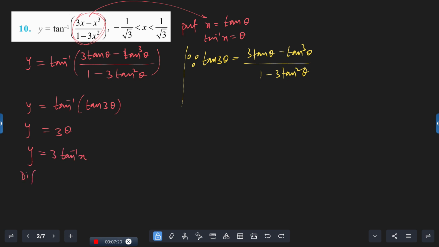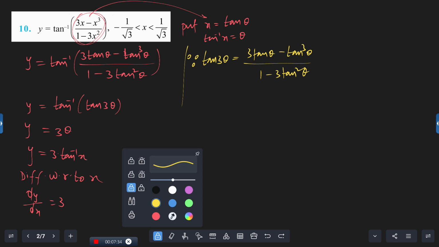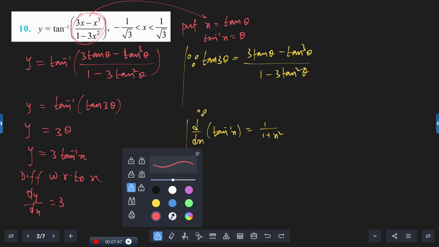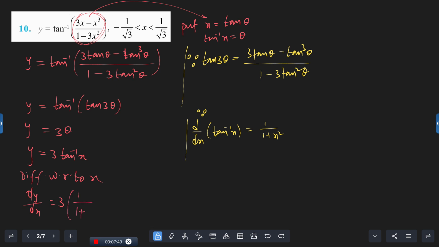Now you differentiate on both sides with respect to x. Y derivative, what? dy divided by dx. 3 into, what is the tan inverse derivative? Derivative of tan inverse of x is equal to 1 divided by 1 plus x square. Again, one more derivative formula I am using, same as I used in the last step. 1 plus x square, which is equal to 3 divided by 1 plus x square.